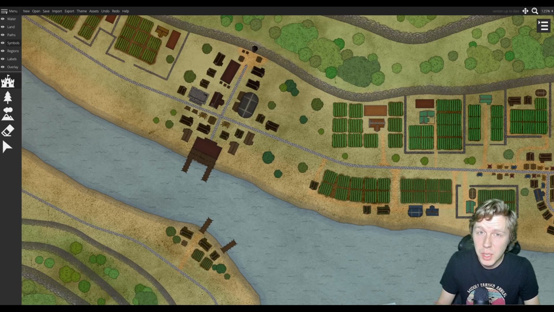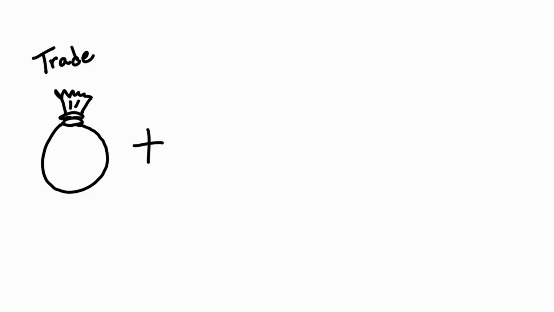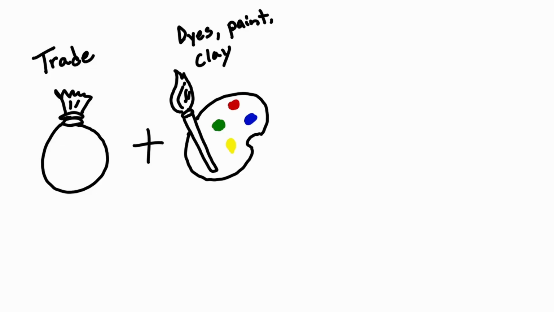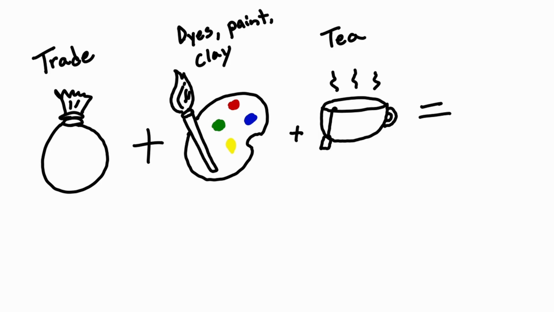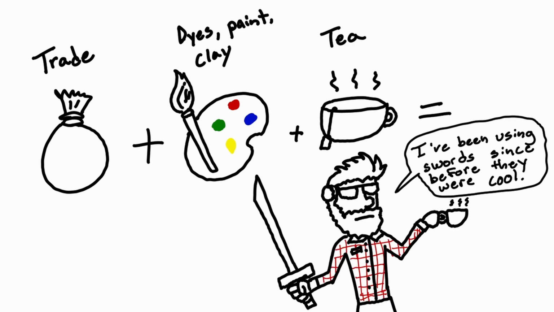The reason why I want to avoid those common resources is because I want our adventure to be a bit more colorful. So what do you get when you combine a lot of trade with access to artistic type resources, and you throw in some tea on top of that? Well, you probably get a society of tea drinking artistic hipsters.